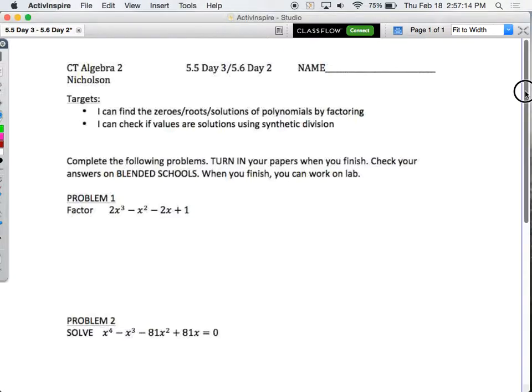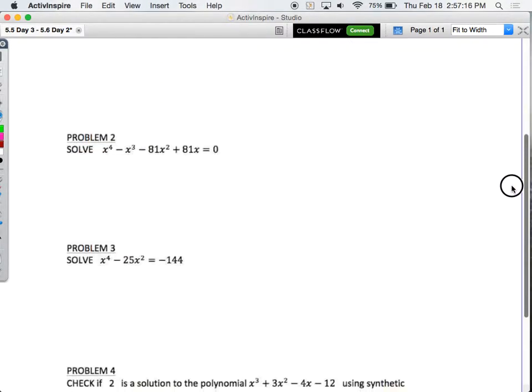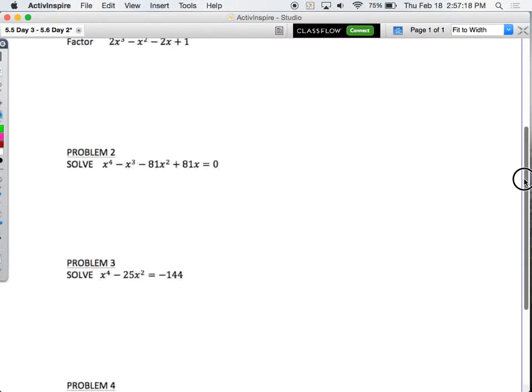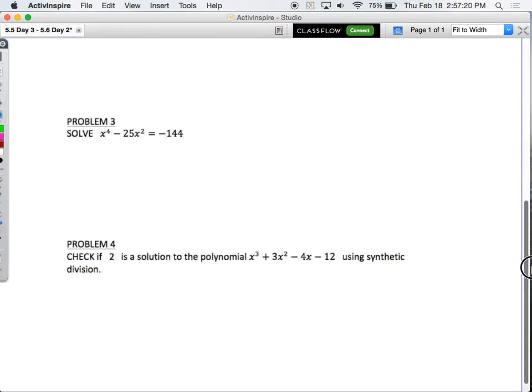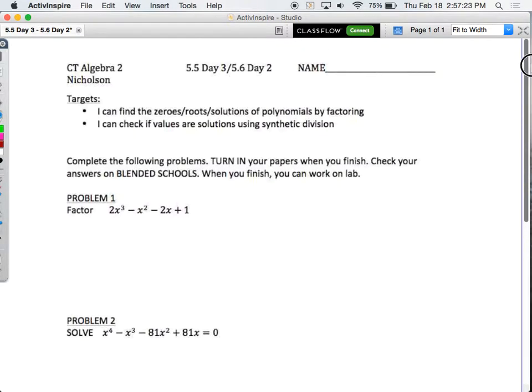You have four problems that you are supposed to be doing, three with factoring, and the last one is synthetic division. So let's get started on the first one. The first one already has four terms: one, two, three, four. So all we have to do is group the first two terms together and group the second two terms together.